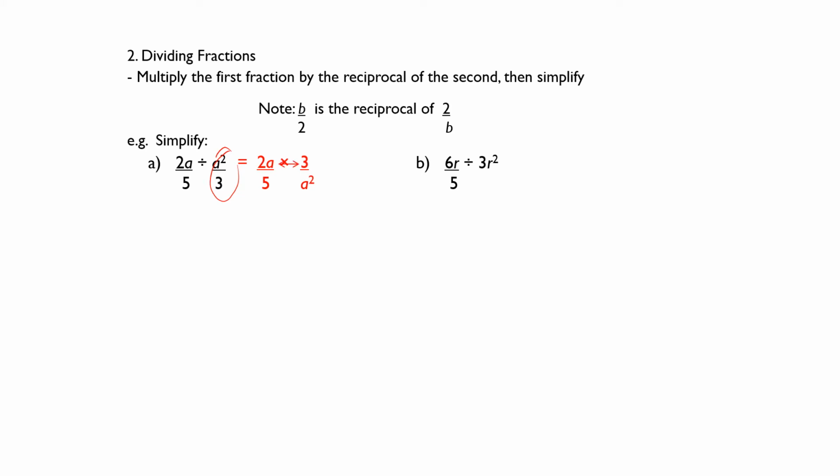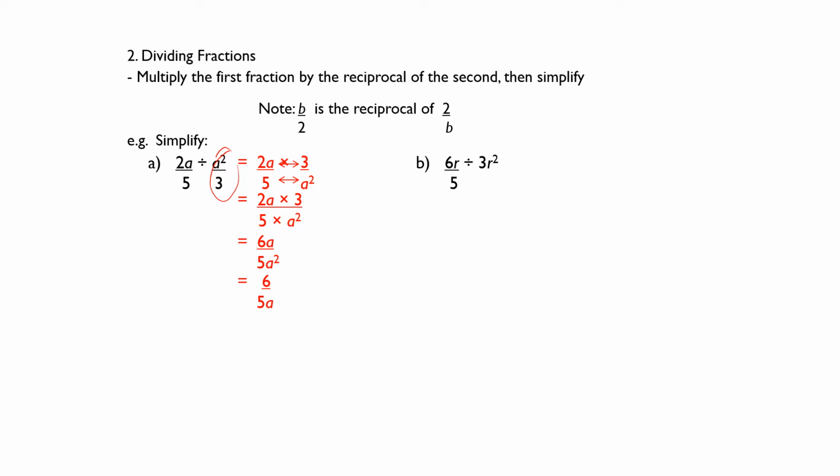So now we go 2a times 3 is 6a, and 5 times a squared is 5a squared. And so we simplify that. One of those a's cancels with those. Nothing goes into 6 and 5, so we can't do anything with that.